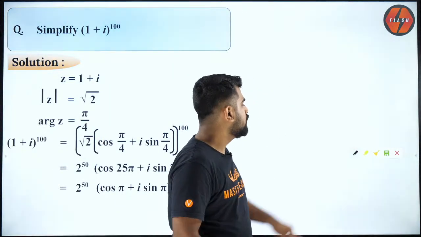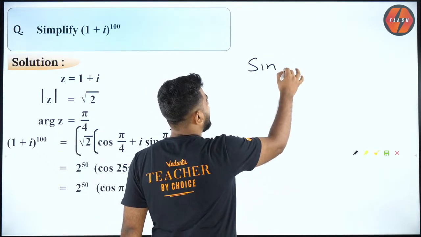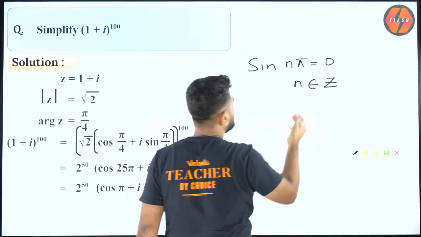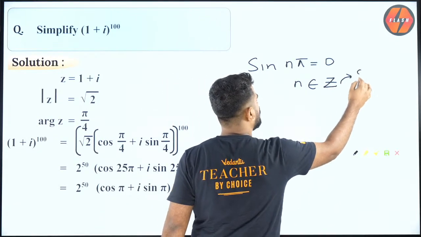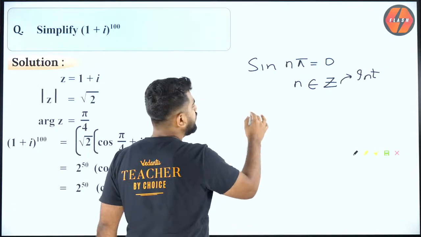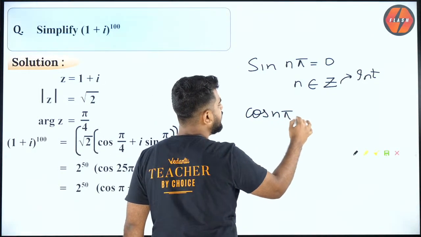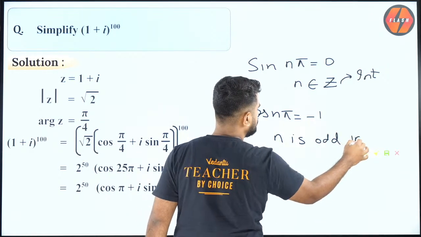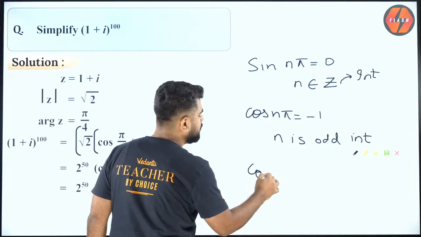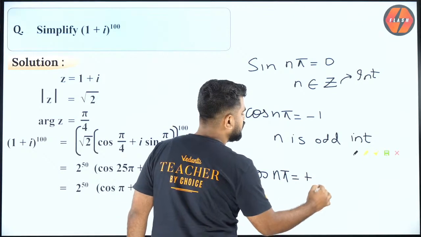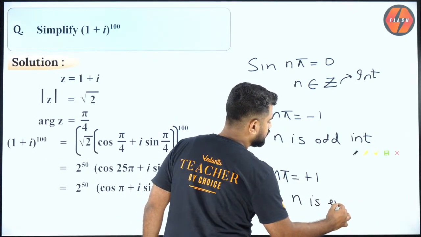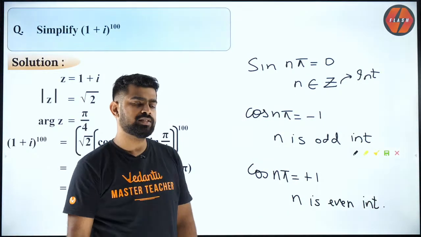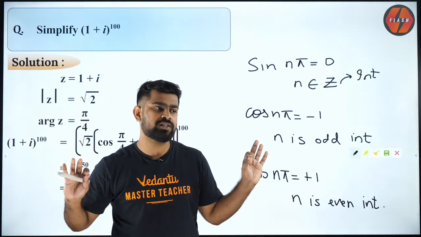I'll tell you how. Sine of n pi is always 0 for n belonging to integers. This Z means integers. Don't confuse it with complex numbers. And cos of n pi is equal to minus 1 if n is an odd integer, and cos of n pi is equal to plus 1 if n is an even integer. Are you all clear with that? Everybody fine with it, guys?